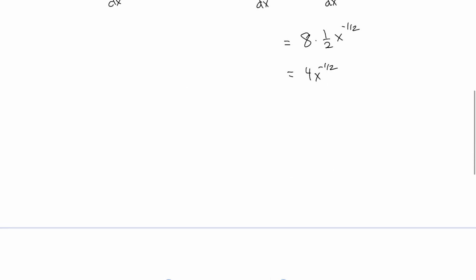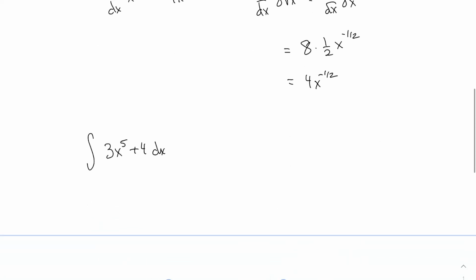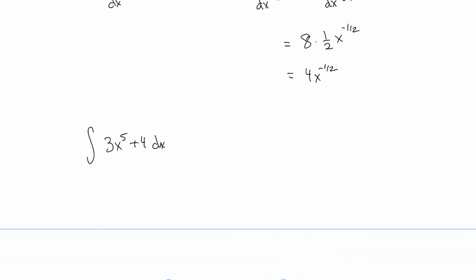All right. And how about, I got an integral here. The integral of 3x to the 5 plus 4 dx. Integrals always have a dx in them. Anybody want to shout this out? Here I have 2 things added together, but when you have addition inside an integral, I hope you remember, you just do each part on its own. Someone want to tell me the first one? I got the 3. What do I do with x to the 5?